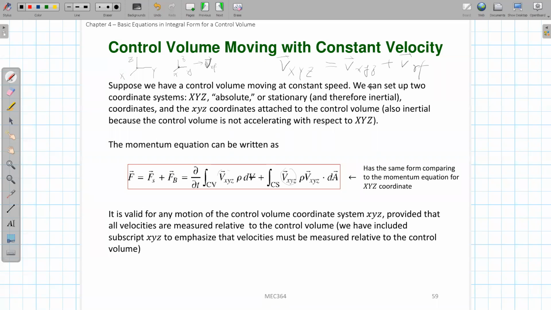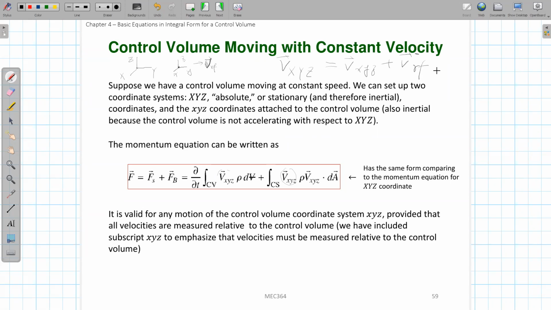We have this correlation here, which means that any particle, any fluid moving inside this moving frame, its velocity in the stationary reference frame will be equal to the velocity of this fluid particle in the new moving reference frame plus v of RF, and this v of RF is the constant velocity of the small xyz reference frame moving relative to the big xyz frame.